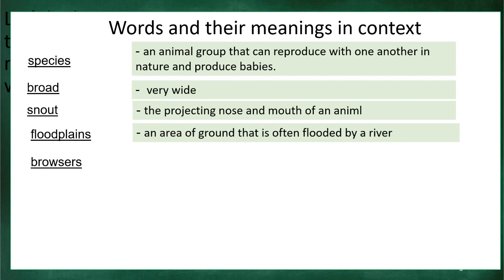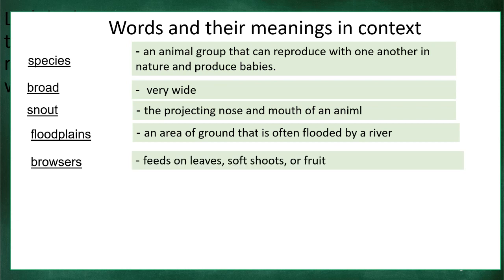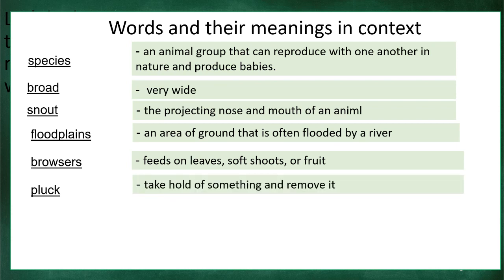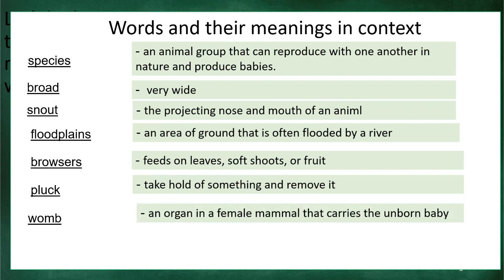They are known as browsers. What does that mean? They are a browser. Well, a rhino feeds on leaves, soft shoots, or fruit, plants. They pluck the leaves or the shoots or the fruit. What does that mean? They pluck. So pluck means that you take hold of something and you remove it. And we mentioned that a rhino carries its baby in its womb because it's a mammal. What is a womb? A womb is an organ in a female mammal that carries the unborn child.